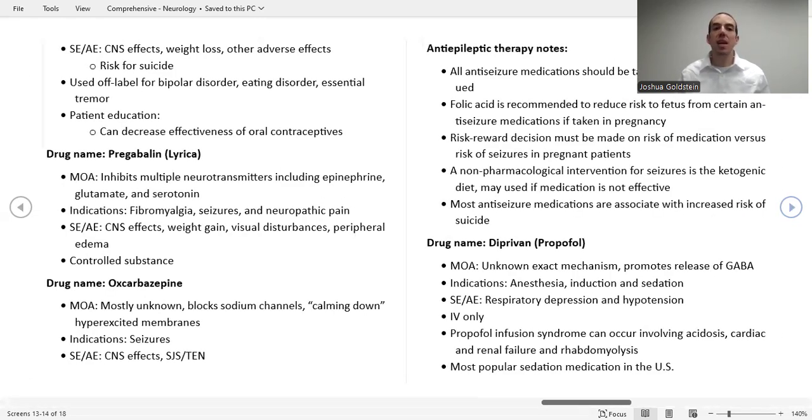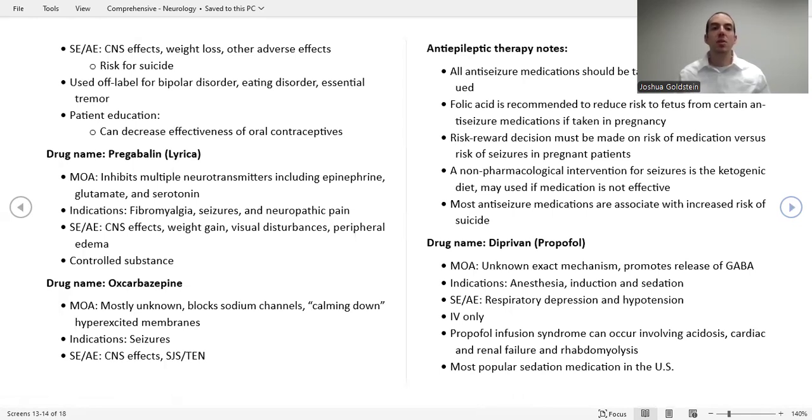But this medication definitely has CNS effects. It's considered a very strong and potent medication. It does have a risk of causing suicide. It is used off label for bipolar, for eating disorders, and for essential tremor. This medication, once again, can decrease the effectiveness of oral contraceptives. This is not generally considered a go-to medication for seizure disorder. This would be more of a, we're on to our second, third, or fourth medication.